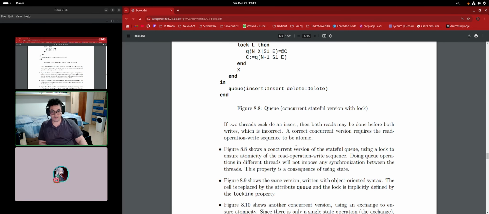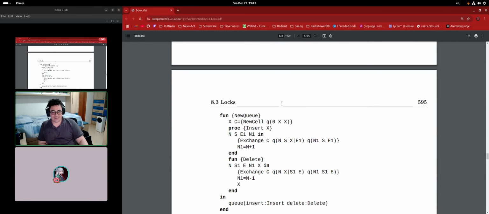Then we have 8.10, which is another concurrent version using exchange to ensure atomicity, since there is only a single state operation. This version is made possible because of the single assignment property of dataflow variables. An important detail: the arithmetic operations must be done after the exchange. They changed this between the old version and the new version. On the old version, apparently the y is hidden in parentheses, but on the new version there are no parentheses. Why?